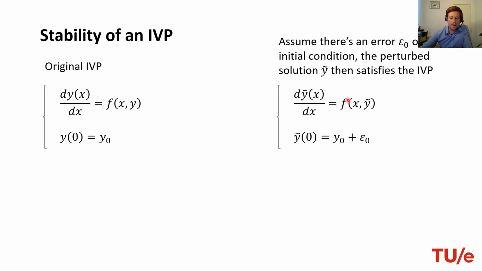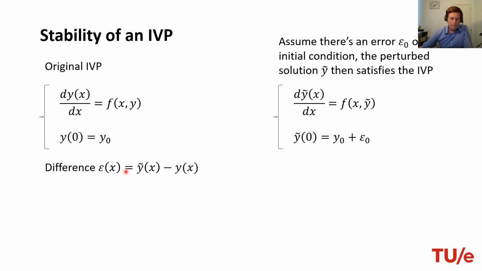The function f itself is what governs the system dynamics. That's like your Newton's second law or your chemical reaction. Those governing equations are not modified by this perturbation on the initial condition, so that stays the same. So we find that this perturbed solution y tilde follows the following initial value problem: the same ODE, but with a slightly different initial condition.